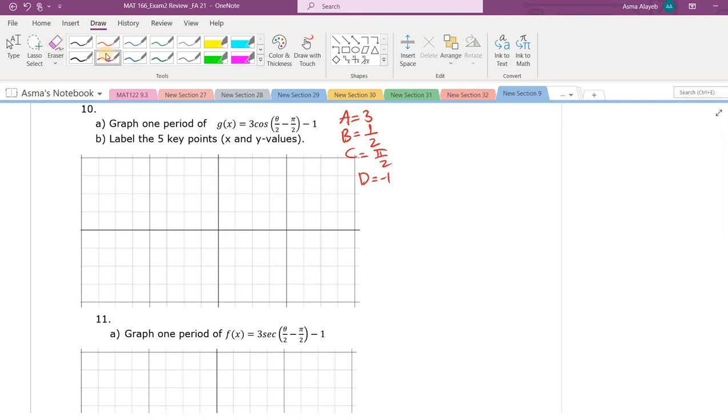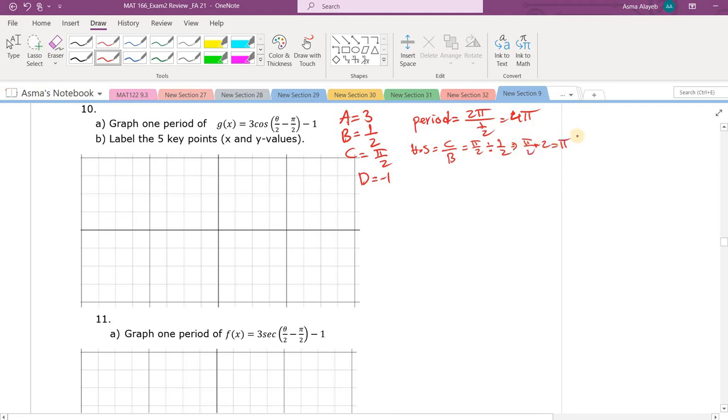So I'm going to find the period. The period is equal to 2π over b, which is 1/2. That will give me 4π. All right, I have 4π now. I need to determine my horizontal shift. The horizontal shift, or the phase shift, is equal to c over b, and I know that c is π/2 divided by b, which is 1/2. That equals π/2 times 2, which is π. So that is the phase shift. The vertical shift is 1 down.